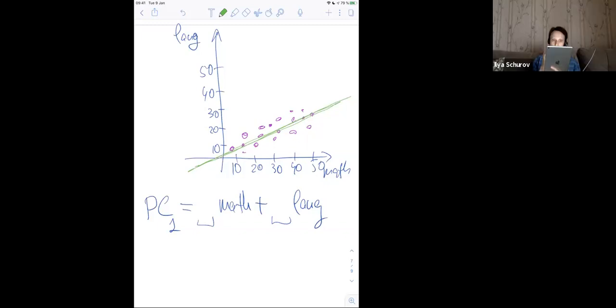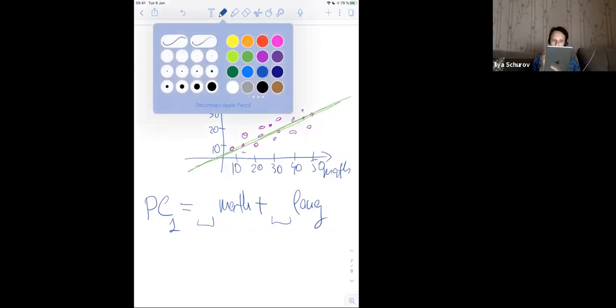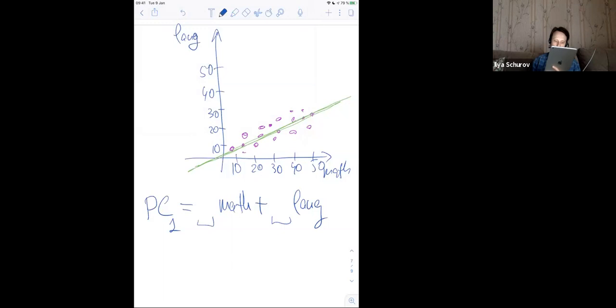Yes, exactly. So it is possible that we have something like 0.8 coefficient here and 0.4 coefficient here. And this will be our PC1, and PC2 will be orthogonal. Something like this.